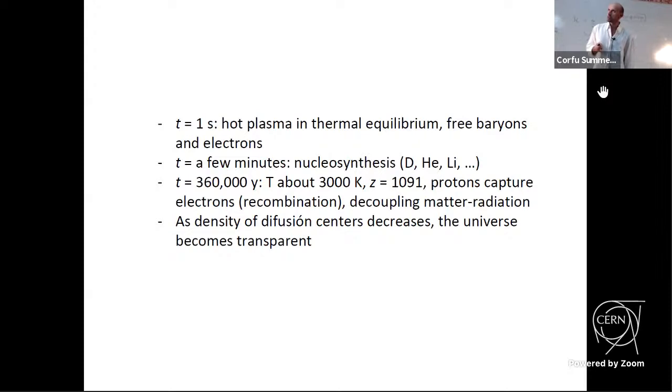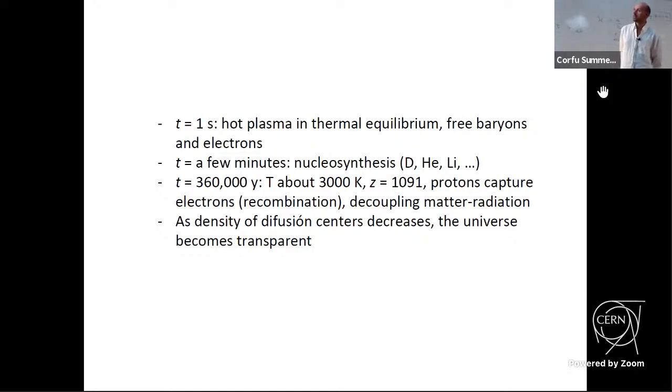Anyway, what's the cosmic microwave background? We saw in the table of the timeline of the not so early universe that when the universe was about 1 second old, it was made of a hot plasma of matter and radiation in thermal equilibrium. After a few minutes, the nucleosynthesis of light elements began, like deuterium, helium, lithium, and it ended when the universe was about 20 minutes old.